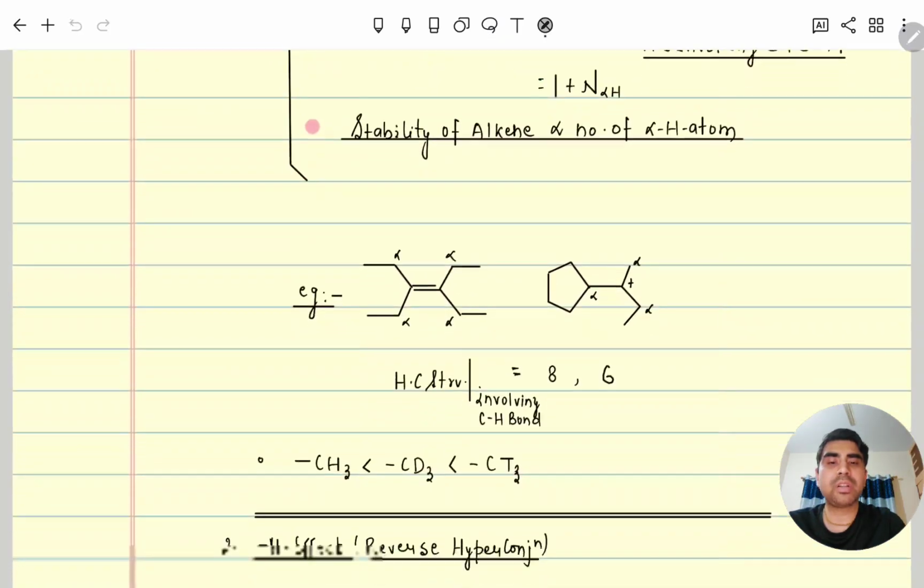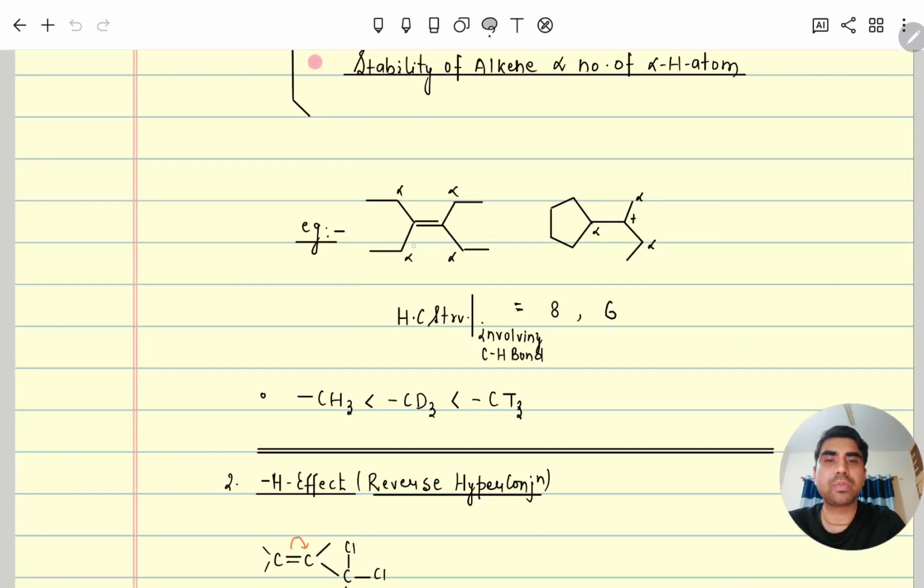Moving further, here you can see this is one alkene. How many alpha hydrogen does it have? 2 here, 2 here, 2 here, 2 here. So the more the number of alpha hydrogen, the more the stability. If asking only for structures involving the CH bond, the total here is 8. Here, how many alpha? Here 1, here 3, and here 2. So total 1, 3, 4, and 2: total 6 hyperconjugative structures involving the CH bond.